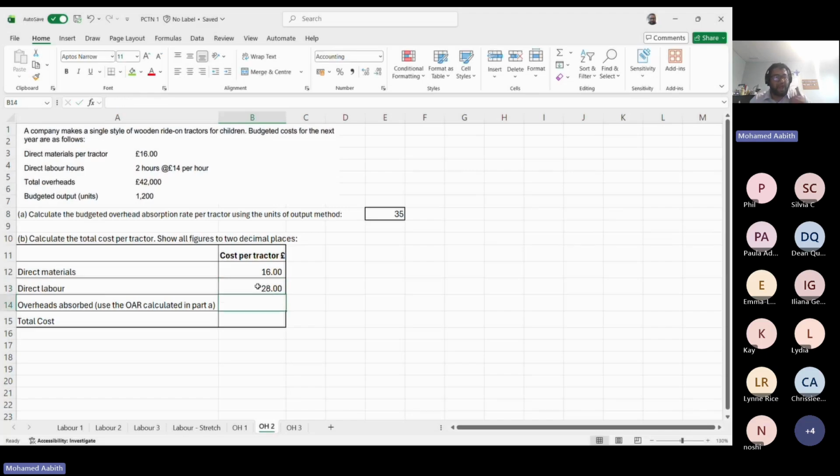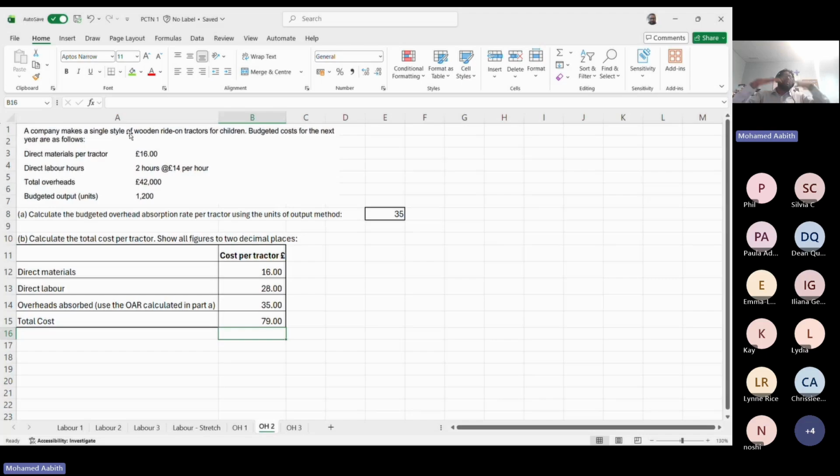Overhead absorption. Now what we remember, every unit we have done, we're going to absorb the overheads using what we calculated in part A. So that is going to be equal to that 1 unit calculation, which is 35 quid. And then what is the total cost? Then add them all together. That gives you 79.